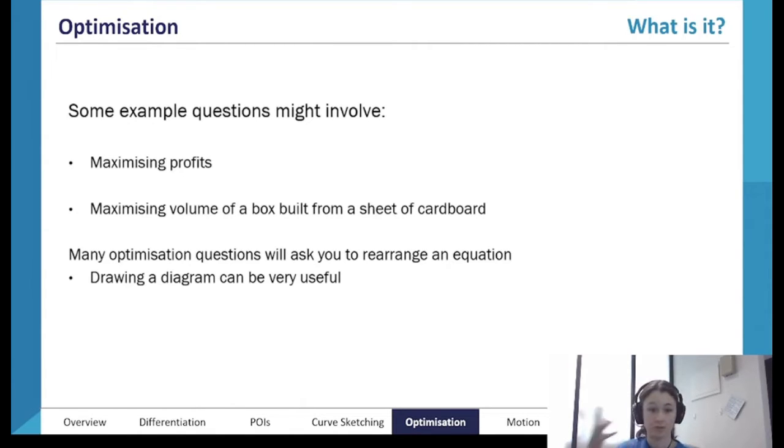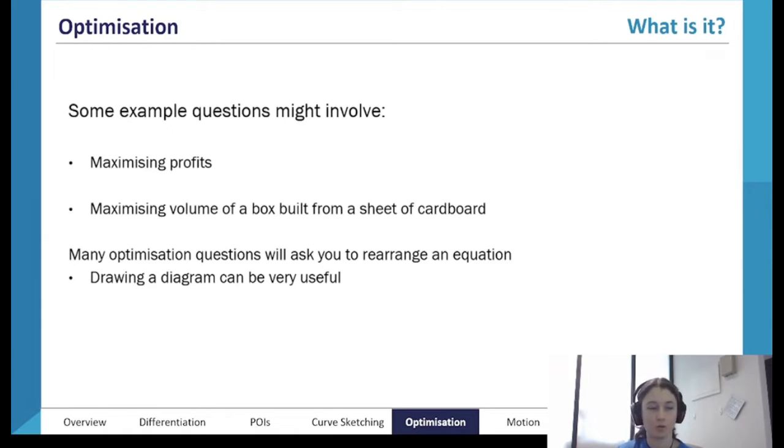examples of applying this. Some example questions might be maximizing profit, as I said before, or maximizing the volume of a box built from a sheet of cardboard. That's a pretty typical one. And as I said before, many optimization questions will ask you to rearrange or create an equation. So drawing a diagram is very, very useful.